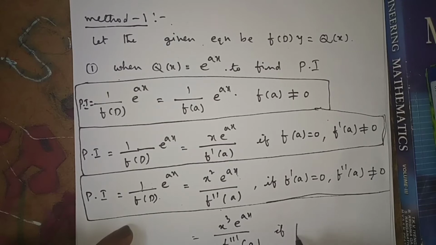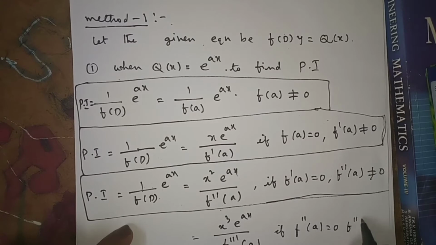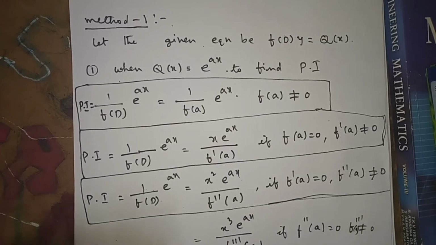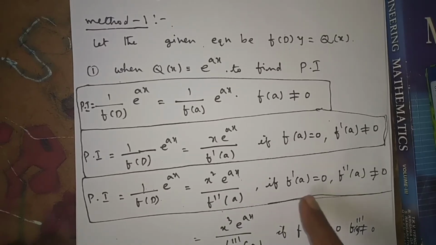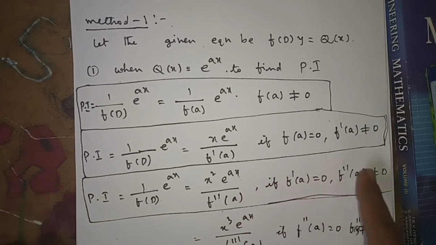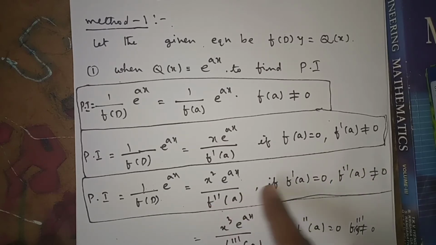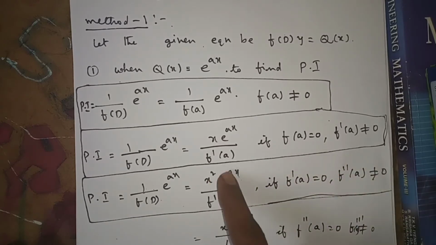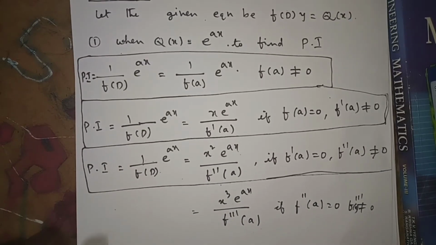of a. If f double dash of a is equal to 0, f triple dash of a is not equal to 0, this is the x cube. Like this, you will get the formulas. Now, whenever after substituting a second time, f double dash of a is not equal to 0, then x square you will get. F triple dash also in the same way you will get. These three are the formulas.